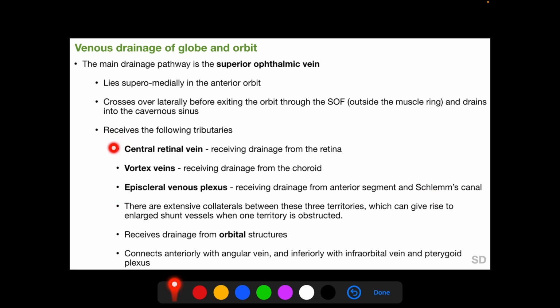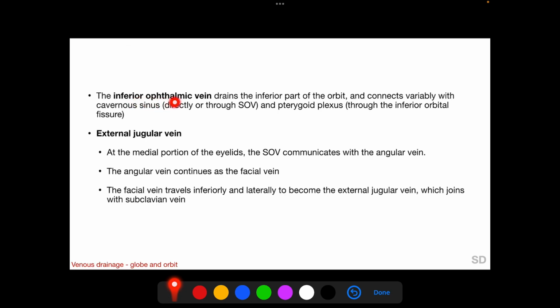And between these three territories there are extensive collaterals which can give rise to enlarged shunt vessels when one of these territories is obstructed. The superior ophthalmic vein also receives drainage from orbital structures and connects anteriorly with the angular vein and inferiorly with the infraorbital vein and the pterygoid plexus. The inferior ophthalmic vein drains the inferior part of the orbit and connects variably with the cavernous sinus directly or through the superior ophthalmic vein, and also connects with the pterygoid plexus through the inferior orbital fissure.